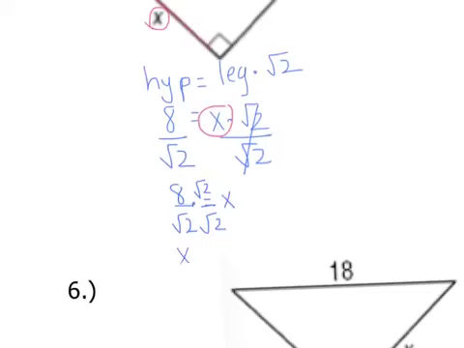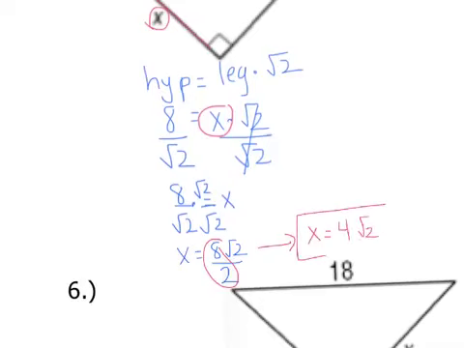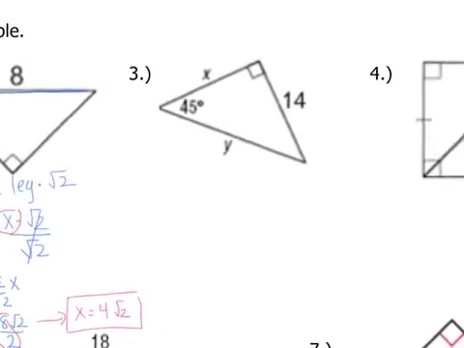So from here, on top we have 8 radical 2. Radical 2 times radical 2, ladies and gentlemen, is 2. And last thing that we can do here, simplify. We can simplify the 8 over 2. So this ends up to be 4 radical 2. Well, then we'll move on. Let's go ahead and look at number 3.